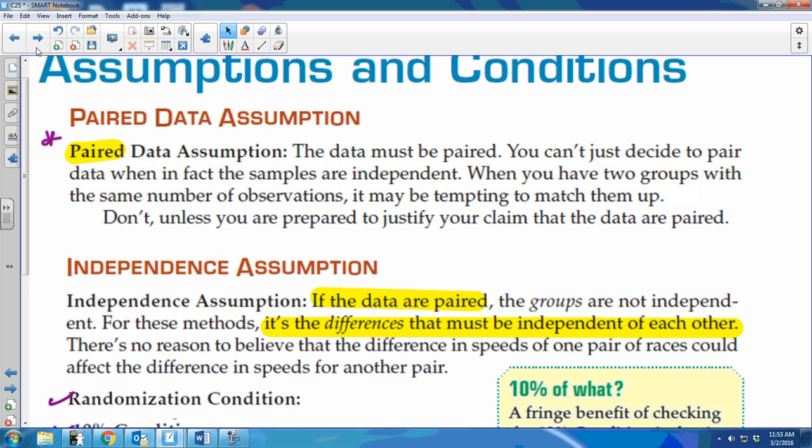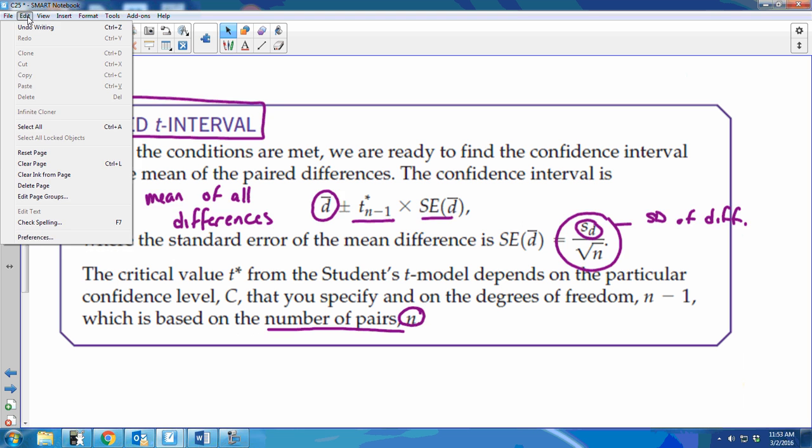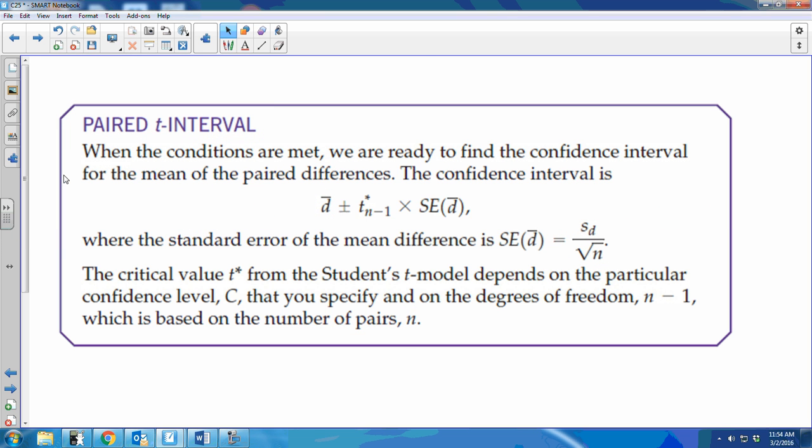All right. So let's look at the mechanics. I can clear all this. If we're doing a paired t interval, we're looking for the mean of the paired differences. That's what this is. It's the average of the differences. So it's the average of that entire list of differences you're going to come up with.